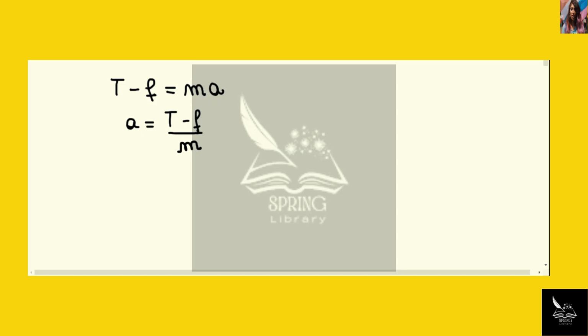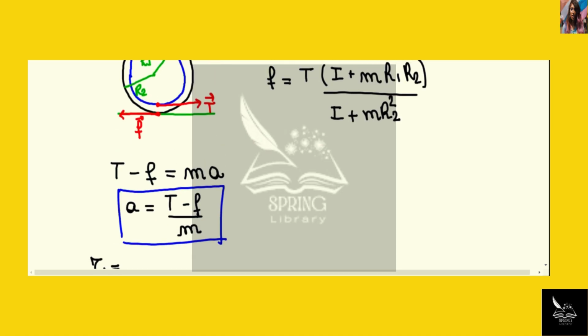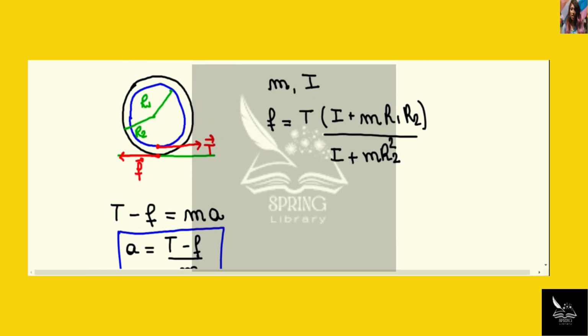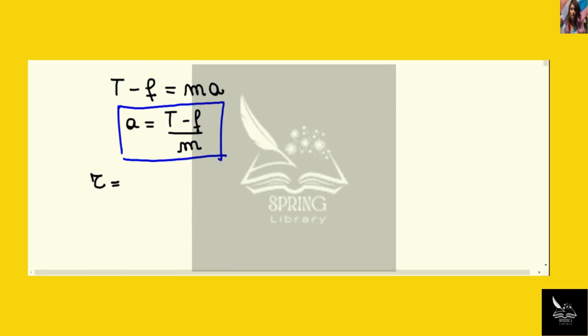Okay, so now we can use the torque equation. Let me just first highlight the acceleration. That's going to be useful for us. And now I can use the torque equation. Notice that the torque is positive for the friction force, because it causes the spool to rotate clockwise, while the force T causes it to rotate counterclockwise.